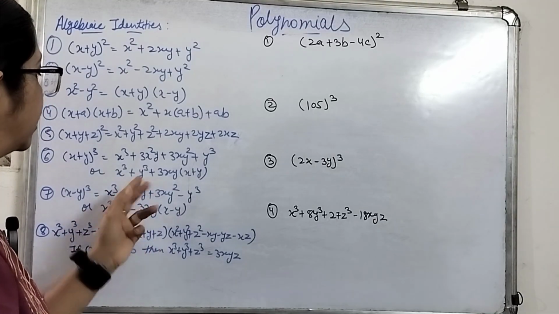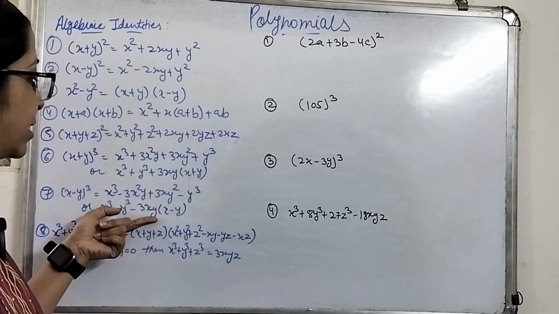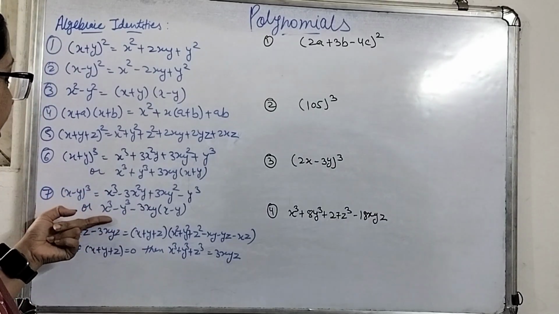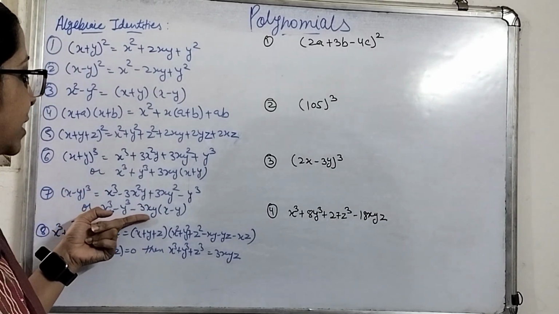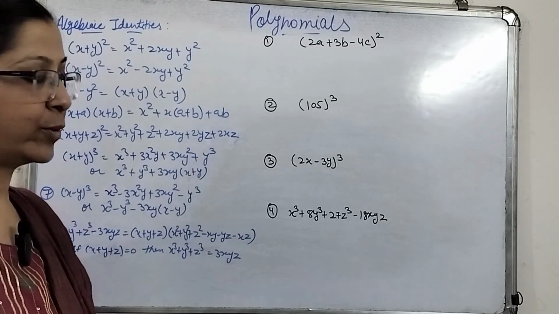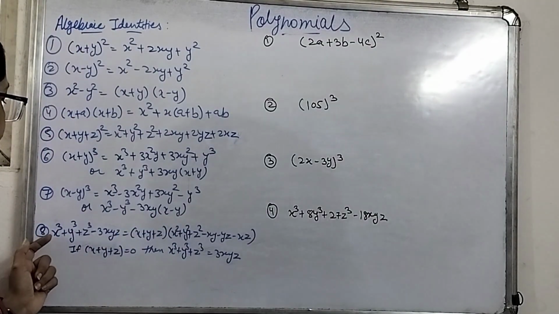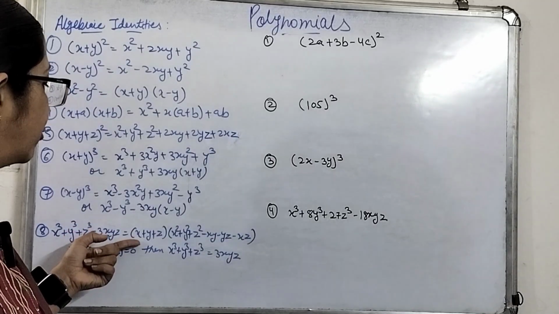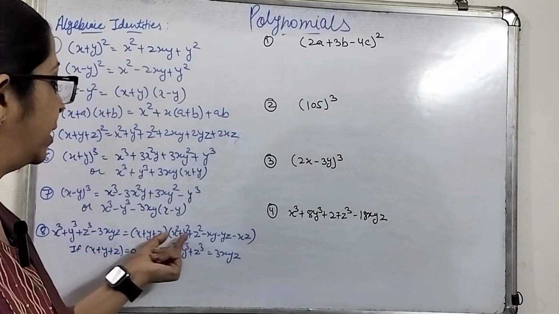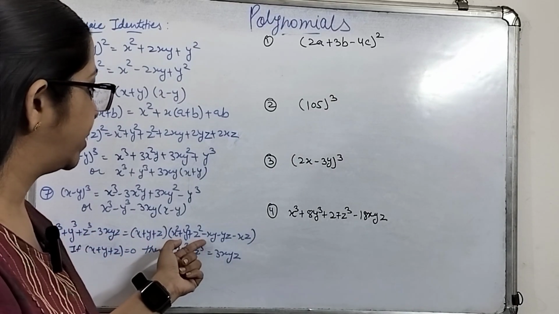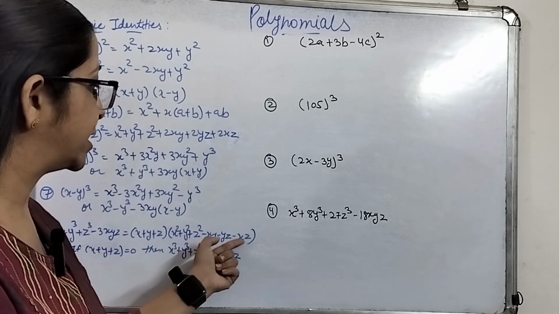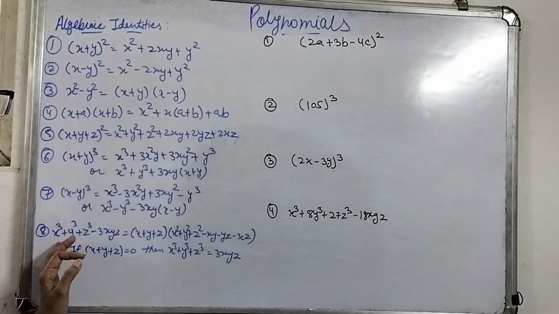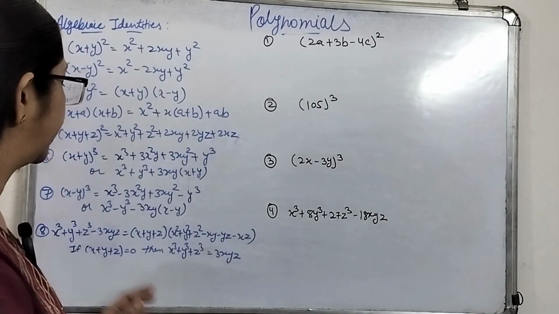Again we can write it from these two terms, we can take minus 3xy common, or this could be written in this form also, or it could be written like x cube minus y cube minus 3xy in the bracket x minus y. The last identity is x cube plus y cube plus z cube minus 3xyz is equivalent to x plus y plus z, and x square plus y square plus z square minus xy minus yz minus xz. Multiplication of these two brackets will be equivalent to your x cube plus y cube plus z cube minus 3xyz.